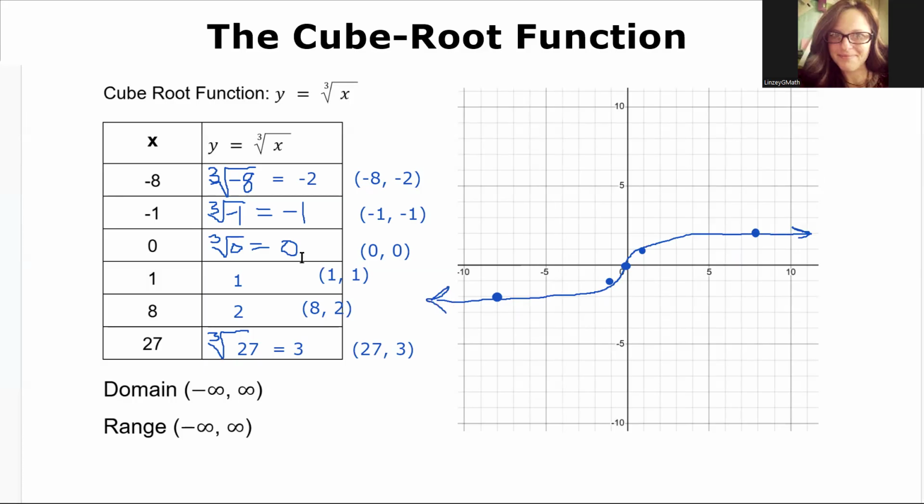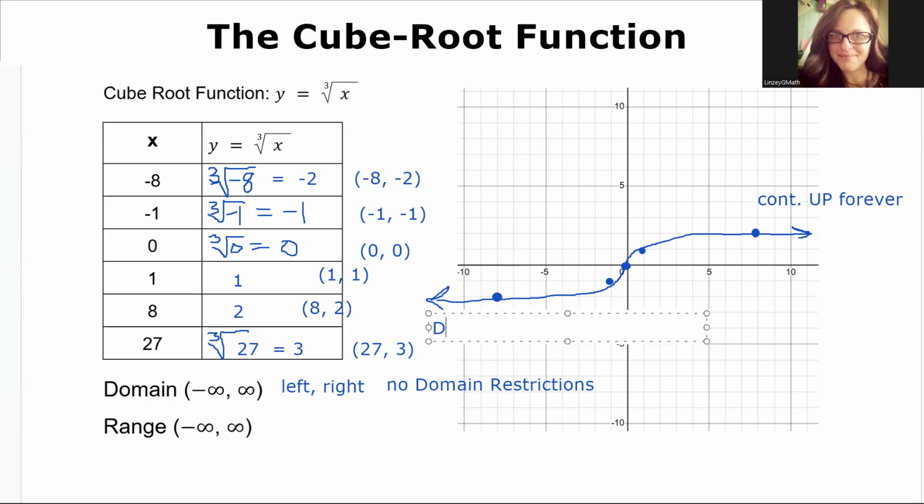And we see that the domain, left and right, we will go on forever to the left and to the right, -infinity to infinity. We have no domain restrictions. We can substitute negative numbers into the cube root and we will get a solution. The range. This graph does continue up forever to +infinity. It also continues down forever to -infinity.